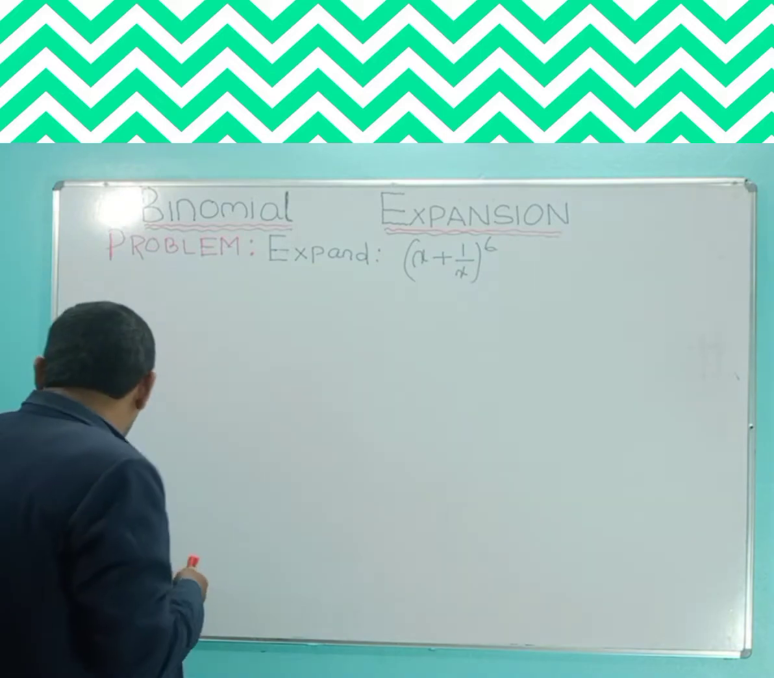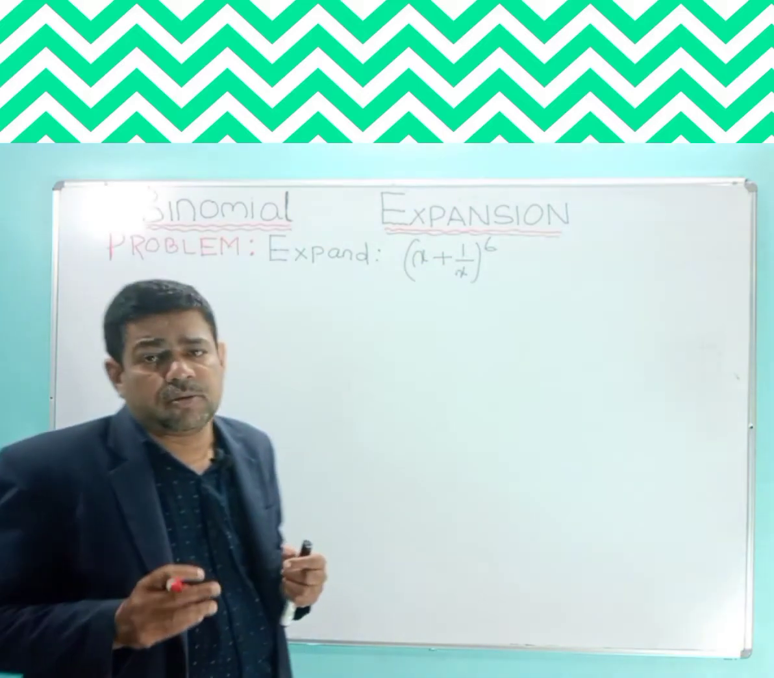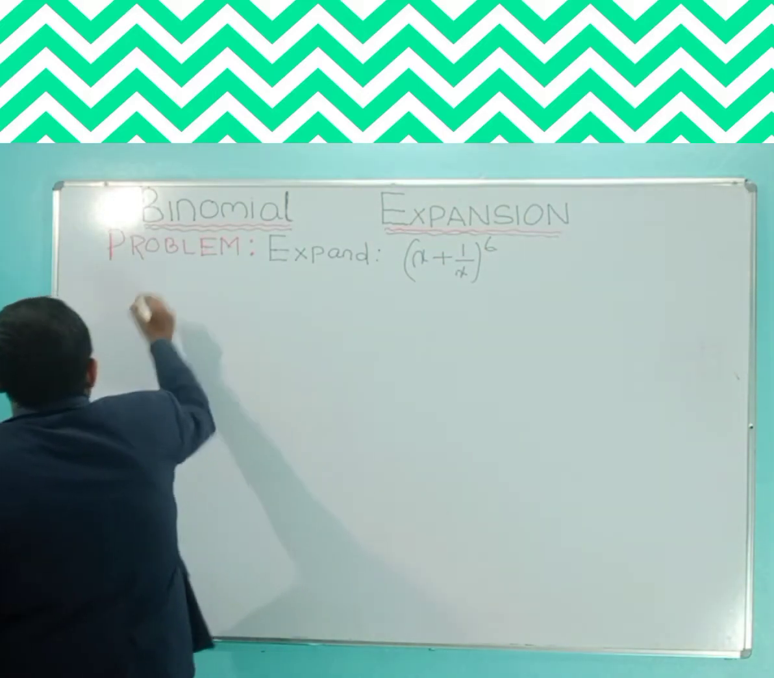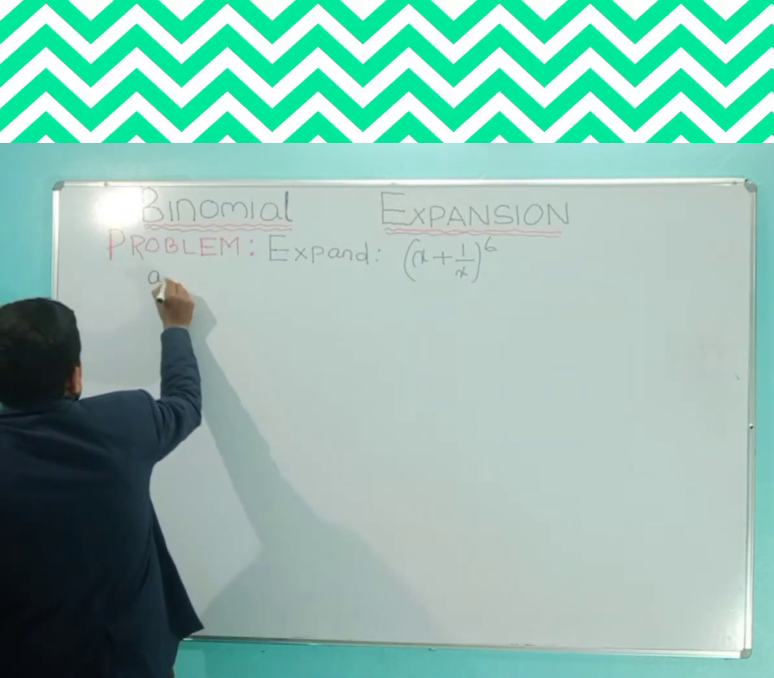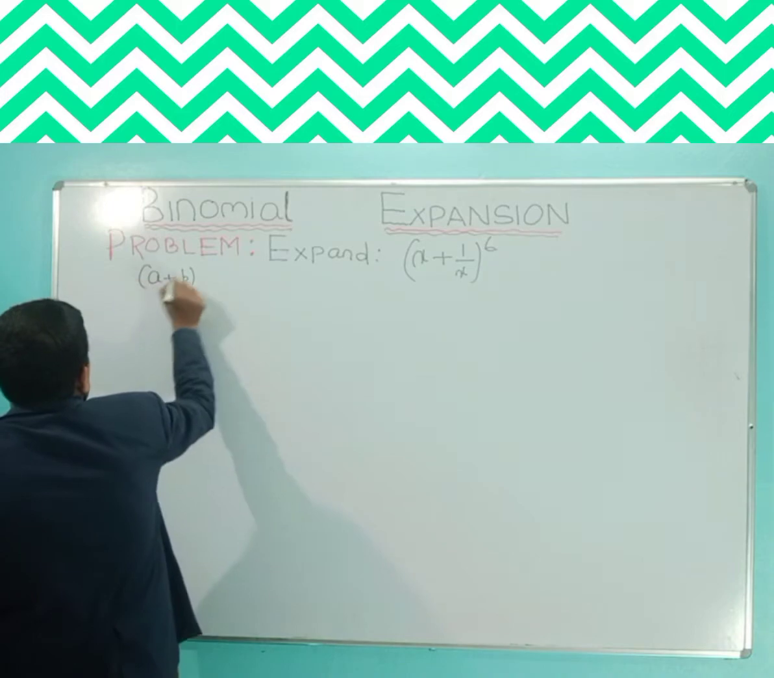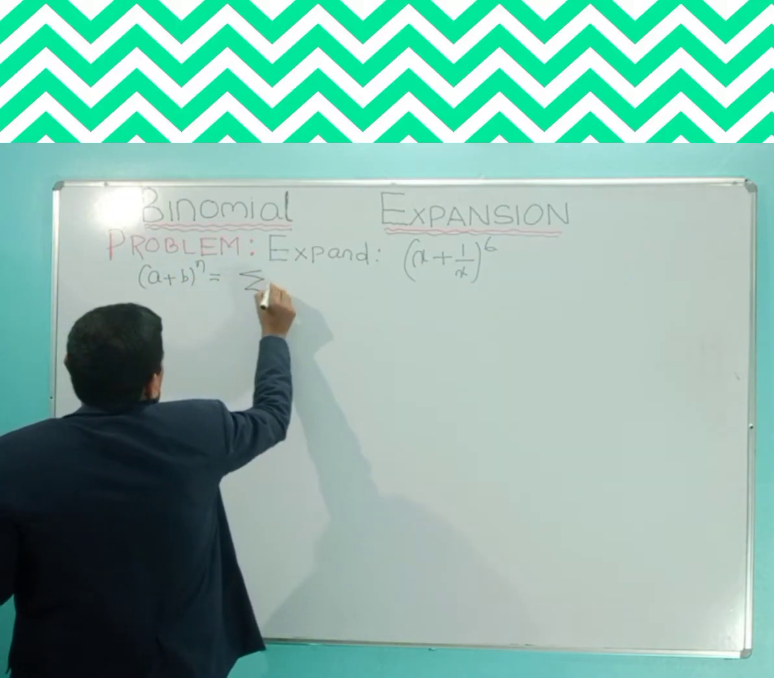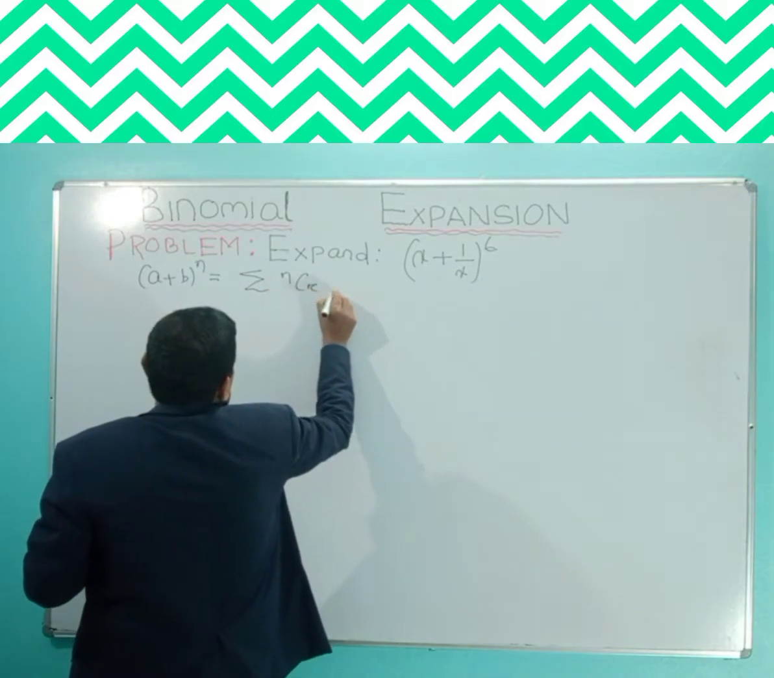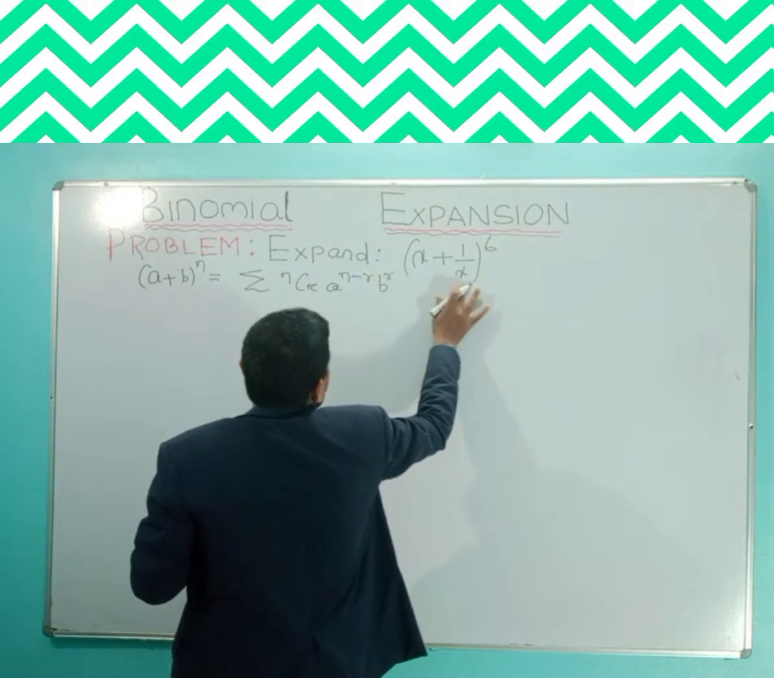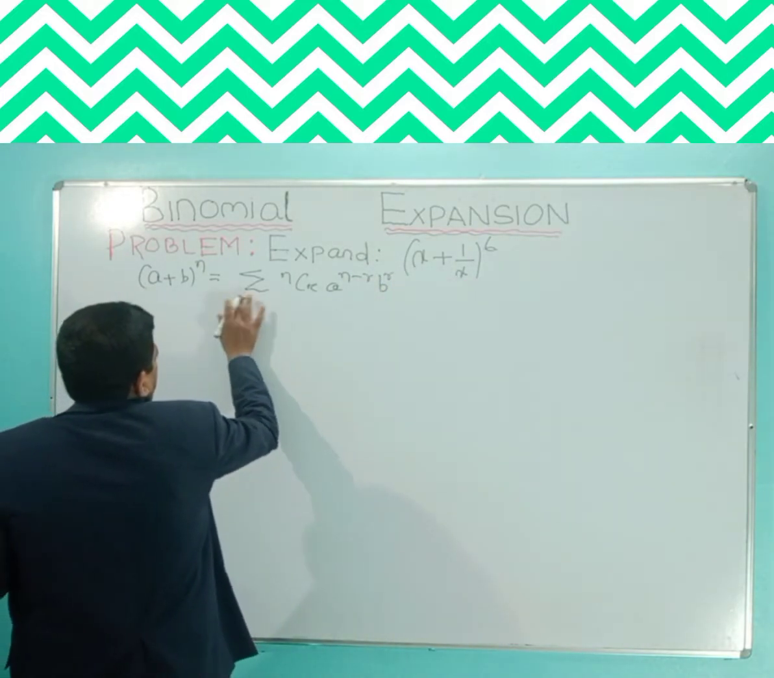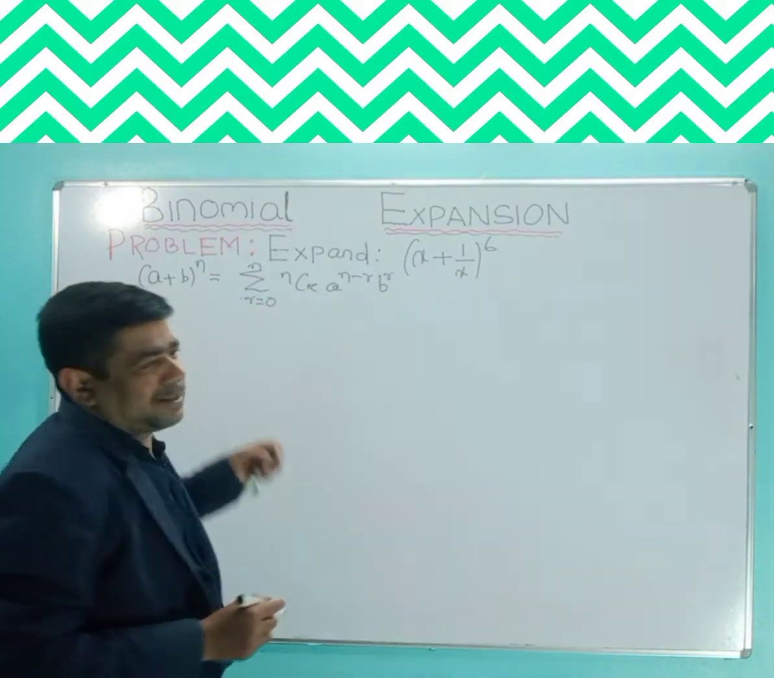All of you know, and once again I am writing that formula of the binomial theorem. You see, a plus b whole to the power n equals the summation of nCr a to the power n minus r b to the power r, where r varies from 0 to n, and this is the short format.